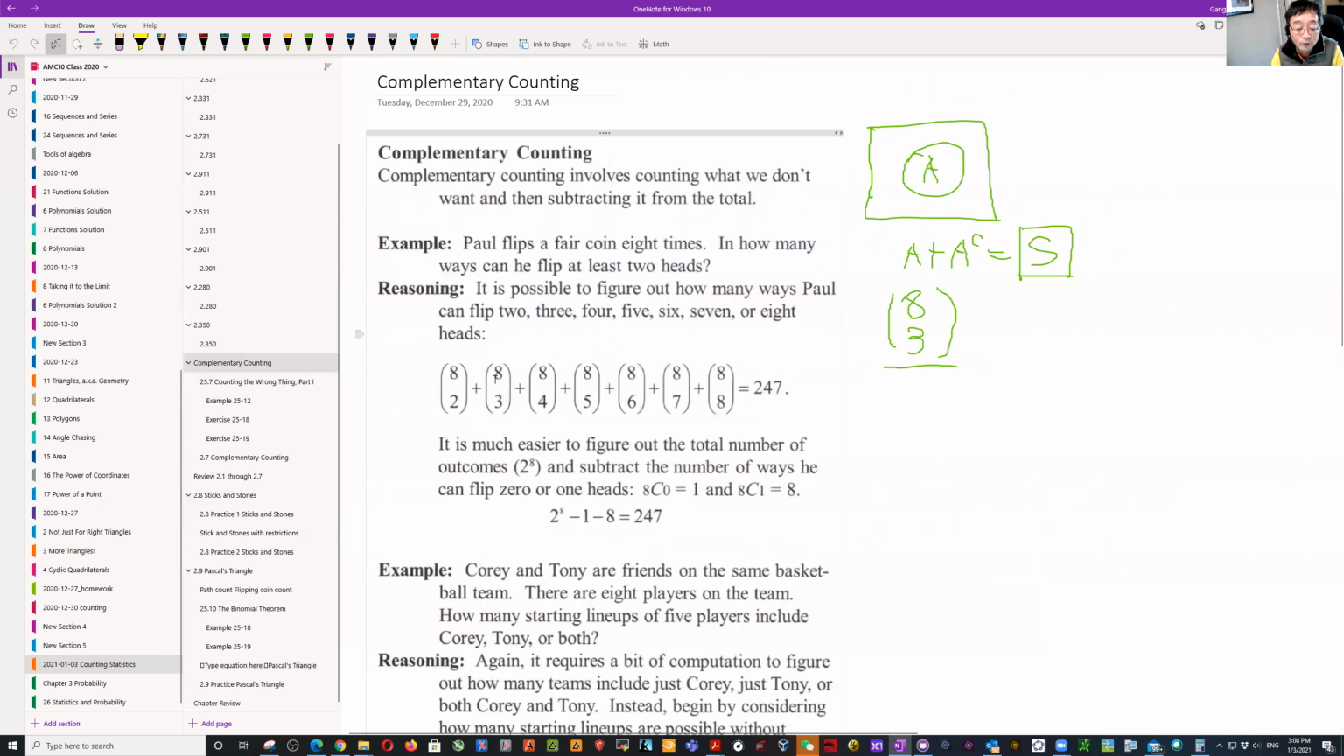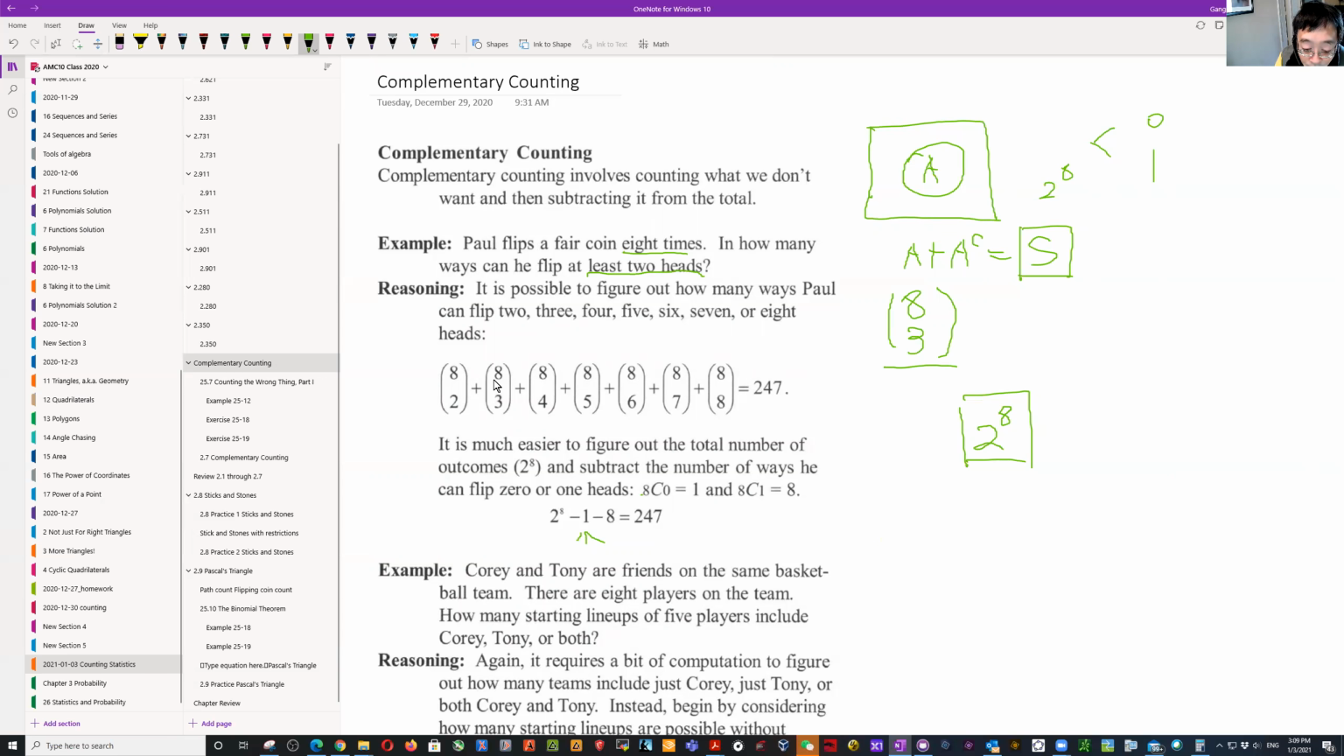So what we know is that if you flip a fair coin 8 times, the total number of possibilities is 2 to the 8th. That's obvious, if you construct it by the tree diagram. How many flips have at least 2 heads? For at least 2 heads, we have to exclude 0 heads and 1 head. 0 heads is basically all tails. All tails has only 1 way, so it's 1.